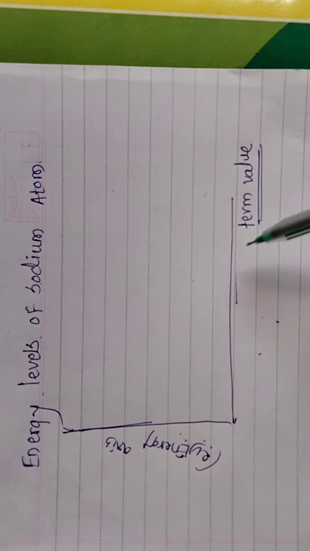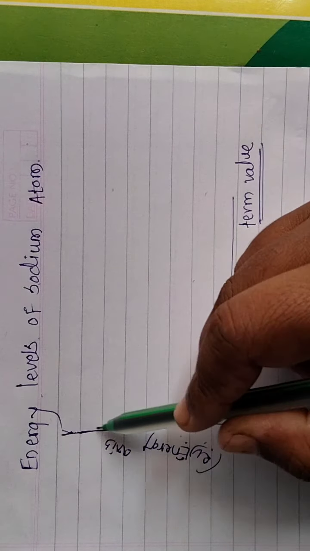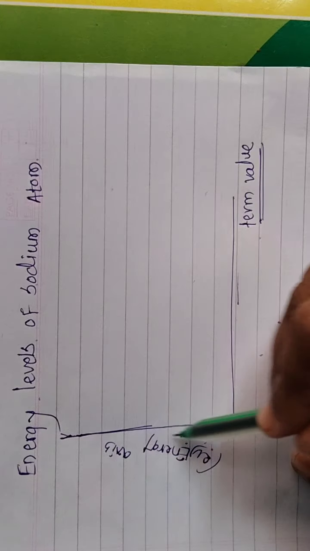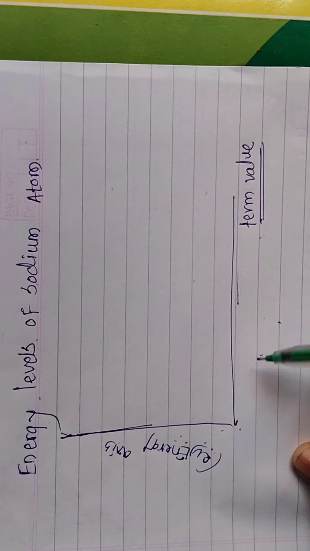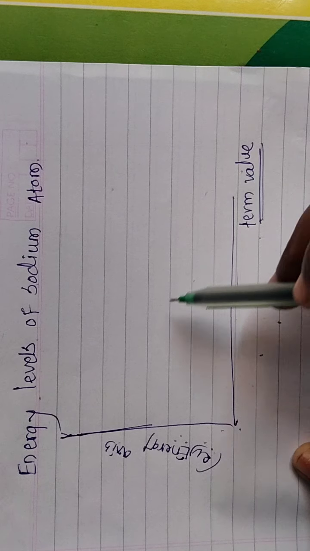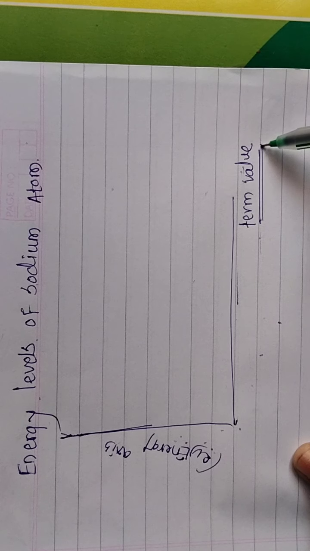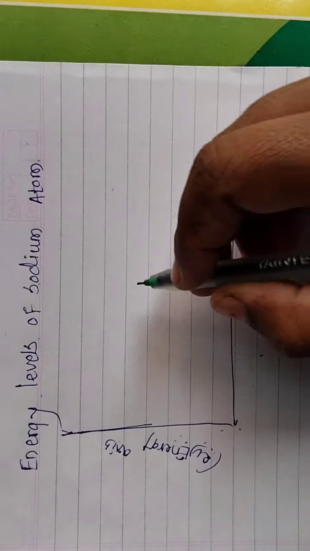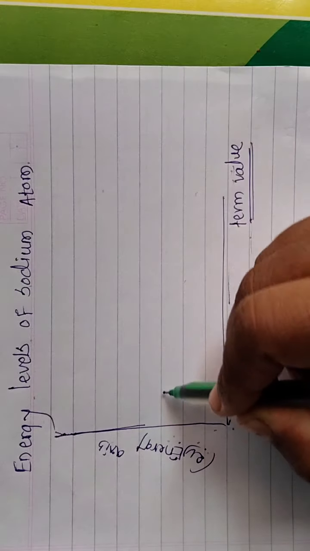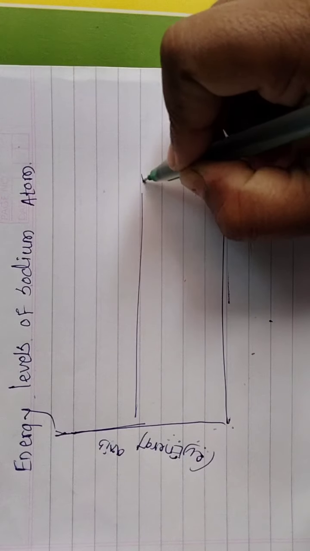There are two major lines in this energy level diagram. This is the vertical line. In this vertical line, we are taking energy in electron volt. This is the horizontal line, and in this horizontal line we will take the term values. Suppose these are two energy levels, E1 and E2.